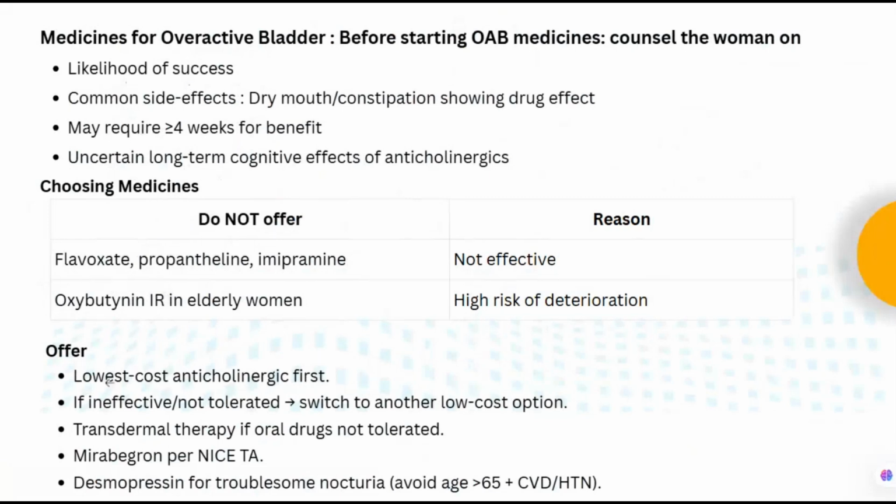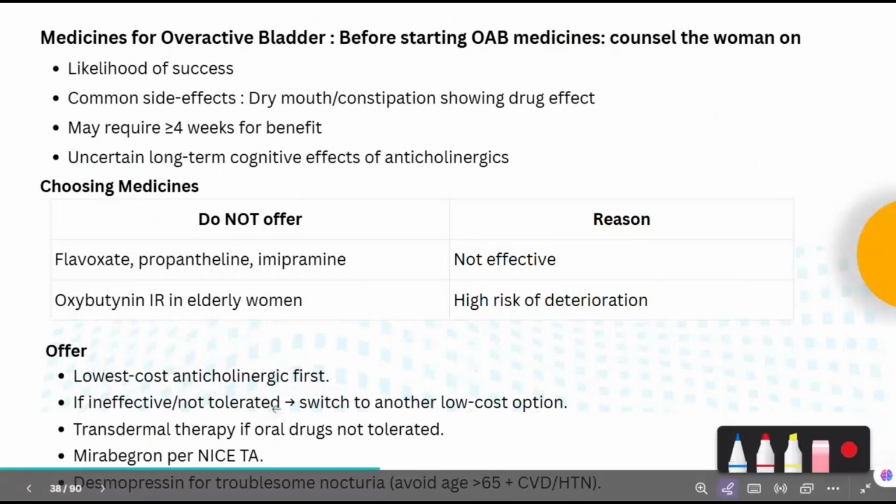Okay, then what is the strategy which we need to follow? We will offer the lowest cost anticholinergic first. If it is ineffective or not tolerated, we will switch to another low cost option. Transdermal therapy: if oral drugs are not tolerated, there is an effect, but the patient is not tolerating the side effects, then go for transdermal therapy. Okay. Mirabegron, as per the NICE guideline, you can go.